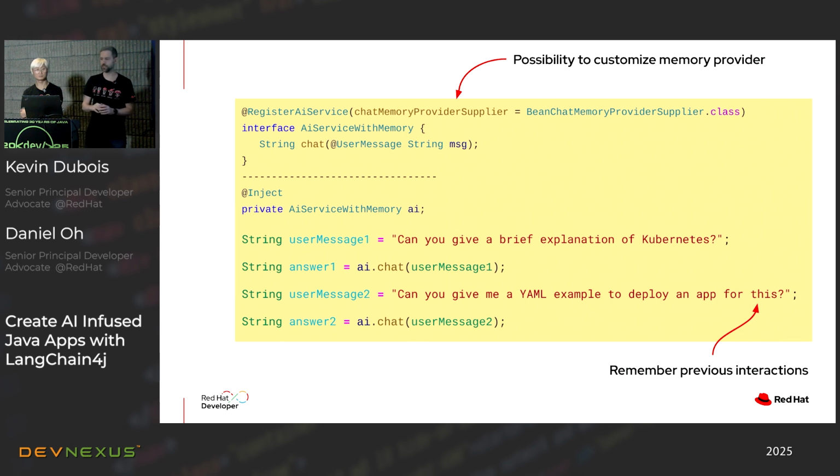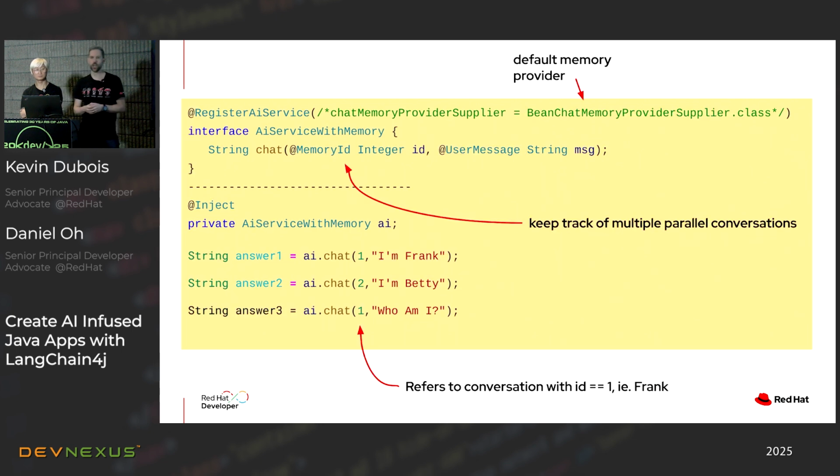You can also use this same functionality to have multiple parallel conversations at the same time. You can see here that we provide this memory ID, which allows us to keep track of different conversations. We have a first call to the LLM with memory ID 1: hi, I'm Frank. And then memory 2: I'm Betty. And then the third question is, who am I? And we reference chat ID 1. Then it'll actually respond with you're Frank, because the Betty conversation is a separate conversation.